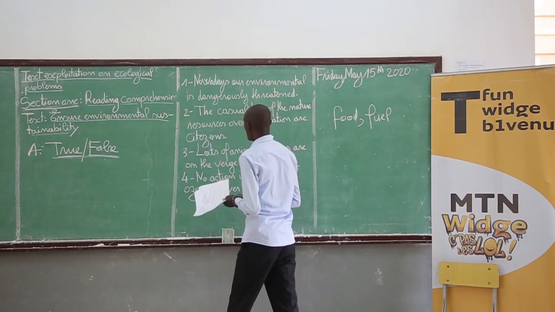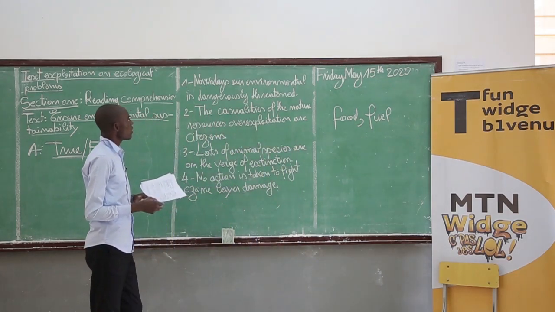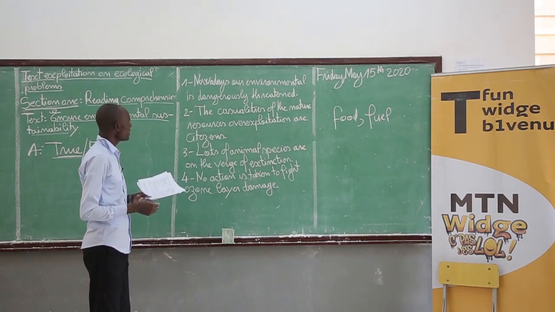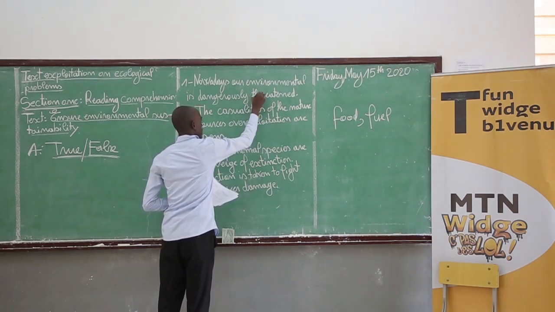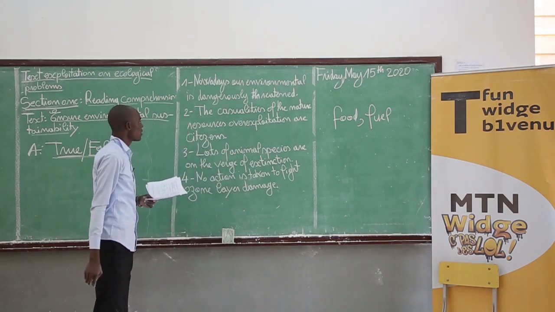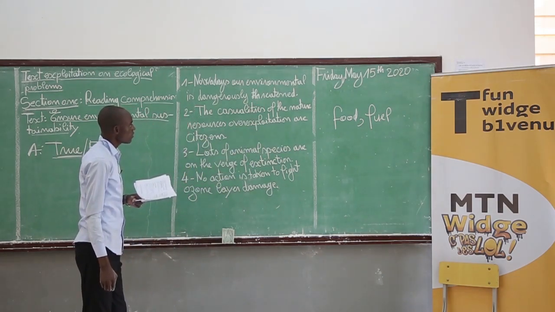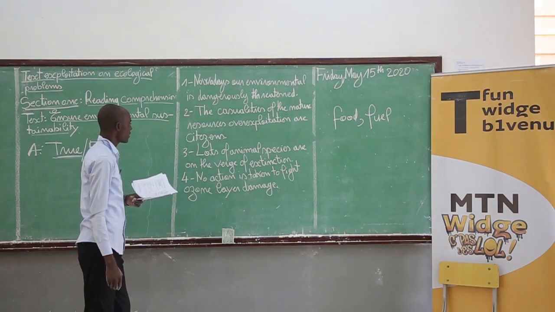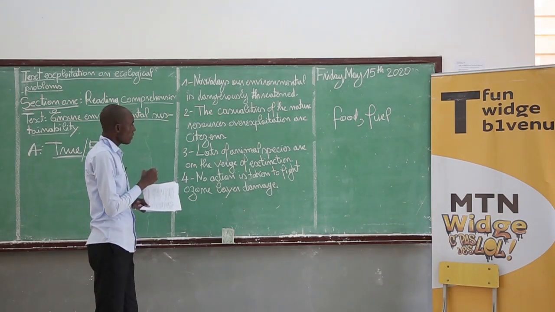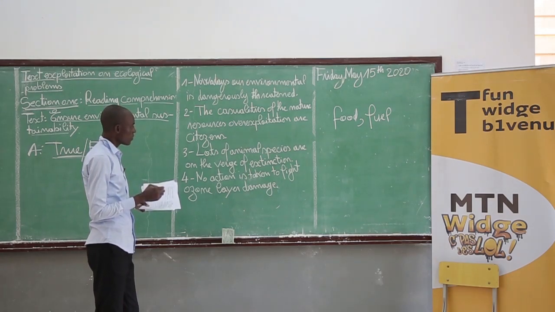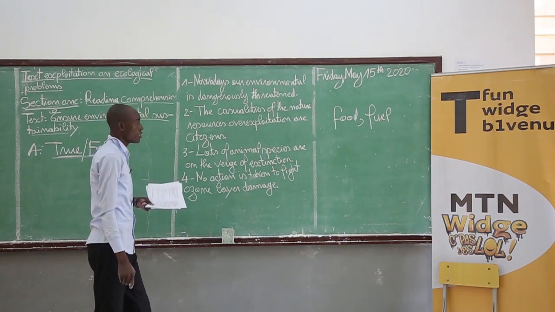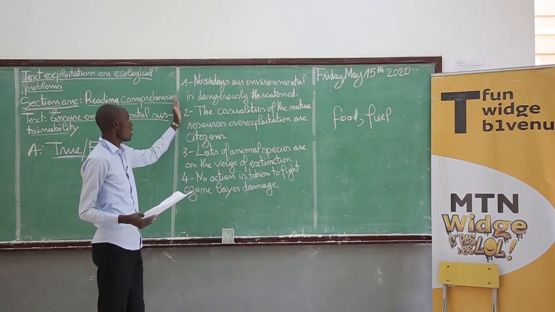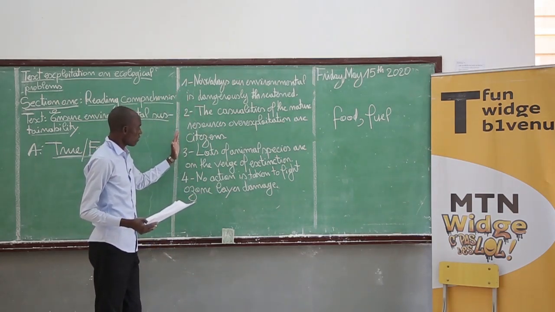Okay, yes, here we have: nowadays our environment is dangerously threatened. The casualties of natural resources over-exploitation are citizens. Lots of animal species are on the verge of extinction. No action is taken to fight ozone layer damage. Now, dear learners, these are statements.